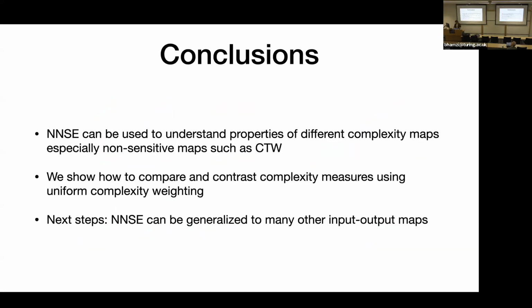So yeah, conclusions: NNSC can be used to understand properties of different complexity measures, and it works especially well for measures that are non-sensitive like CTW. We show how to use this to compare different complexity measures and how to find their distributions. And we believe that NNSC can be generalized to other input-output maps as well, besides just these complexity measures that we looked at.